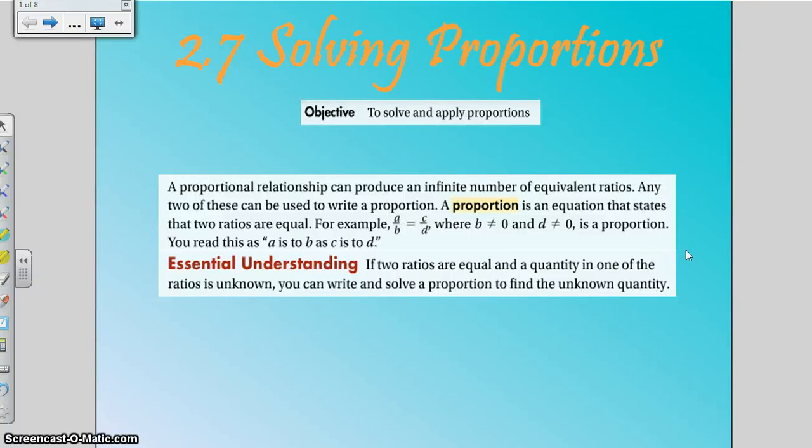Hey, 2.7, solving proportions. Guys, this is just Wit tonight. Richardson is out, and we also have no video. So hopefully you can stay awake with just these awesome slides. All right, let's get going.